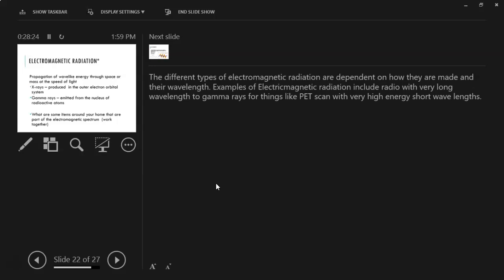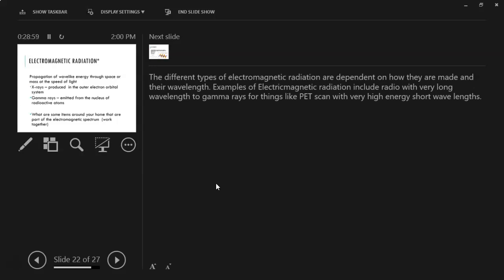Electromagnetic radiation is the propagation of wavelength energy through space or mass at the speed of light. X-rays are produced in the outer electron orbital system. Gamma rays are emitted from the nucleus of radioactive atoms. So we're not dealing with radioactivity. We're dealing with something on a different wavelength than that. It'll be a little better when I show you the next one or two slides that show some visuals.